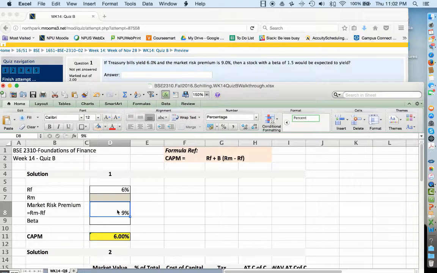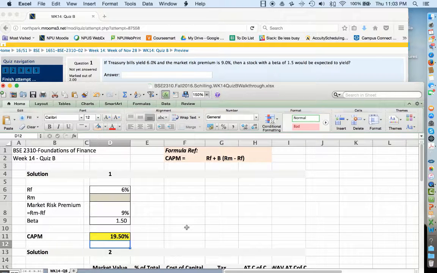And then I'm told that the stock has a beta of 1.5. Therefore, I can calculate the problem. And the formula, if you want to solve this on your own, would be the risk-free rate, 6%, plus the market risk premium times the beta. And that will give you the CAPM. So we would say that this stock is expected to yield 19.5%.